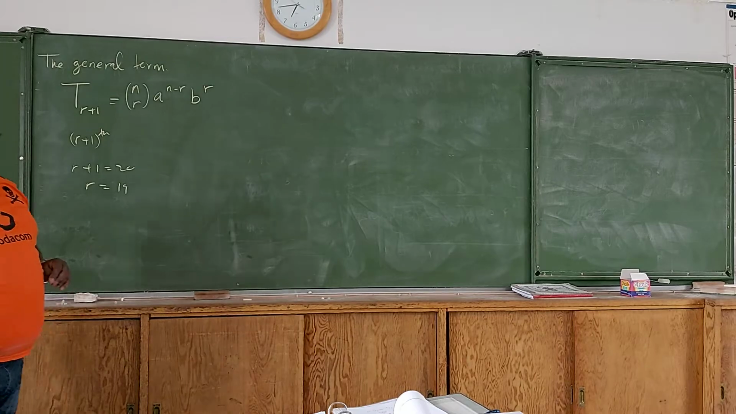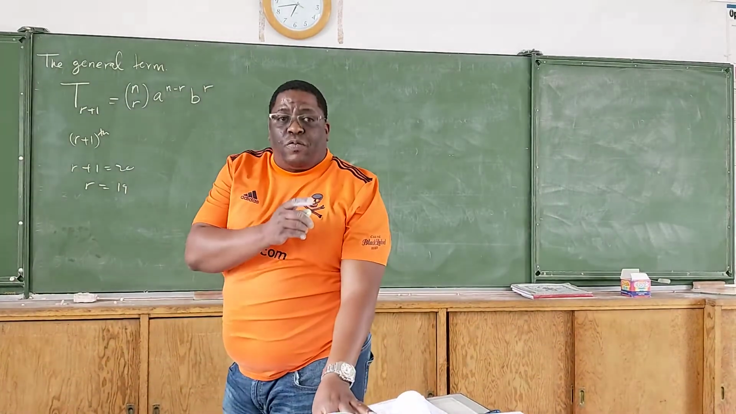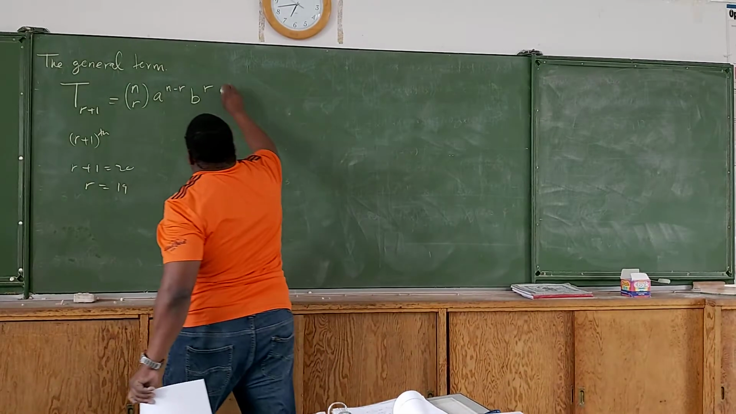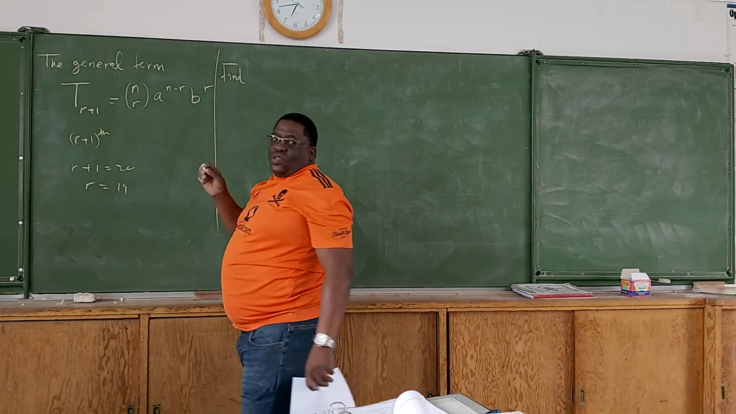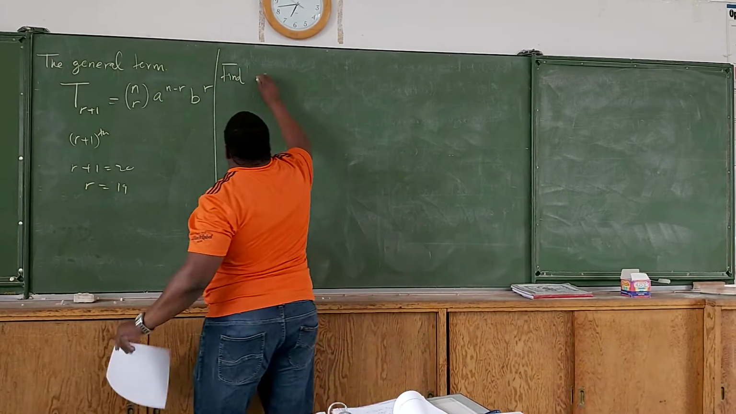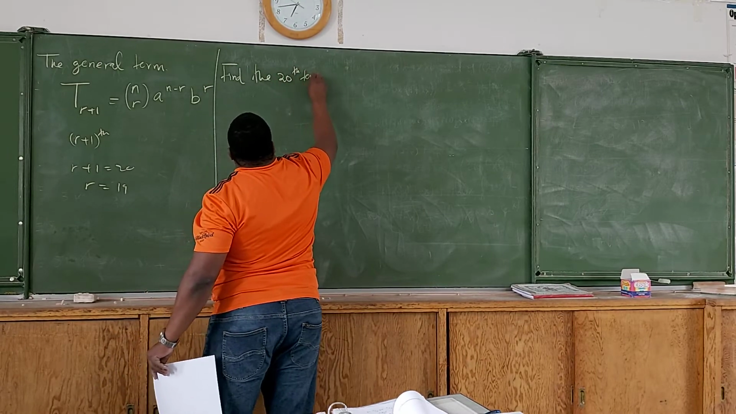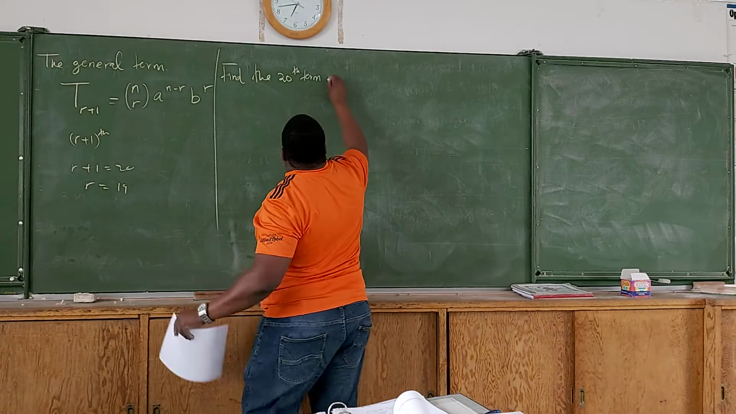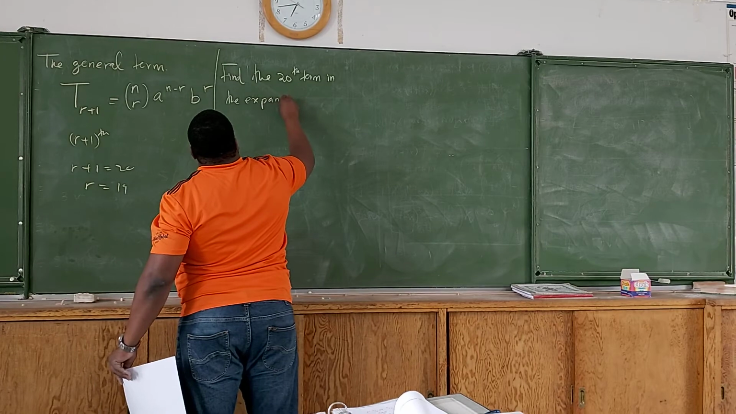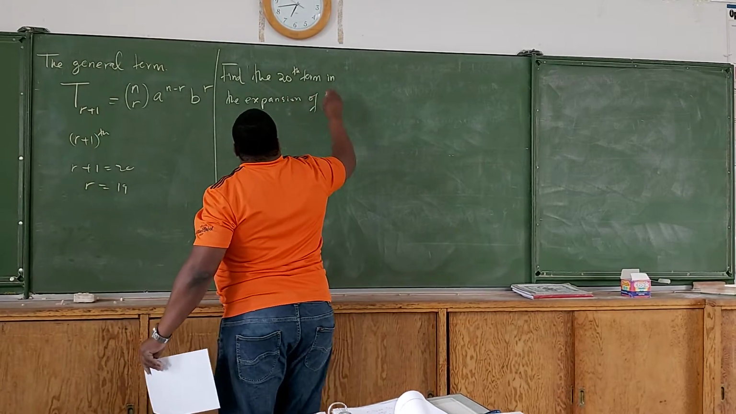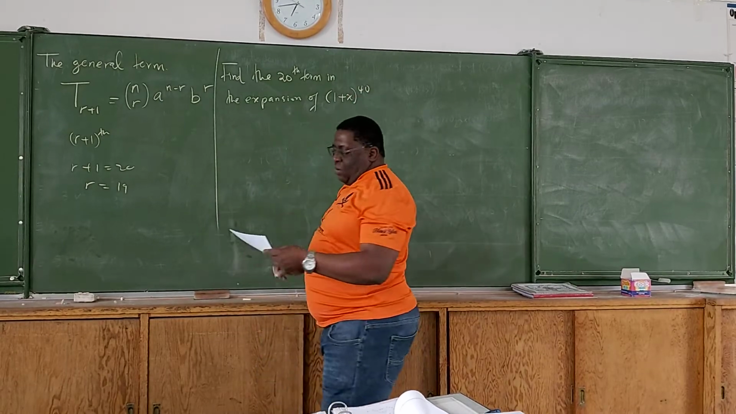Now, let's look at this question. Find the 20th term. Relatively straightforward for now. So this could be question 7 or something like that. Find the 20th term in the expansion of the quantity 1 plus x all raised to the power 40.